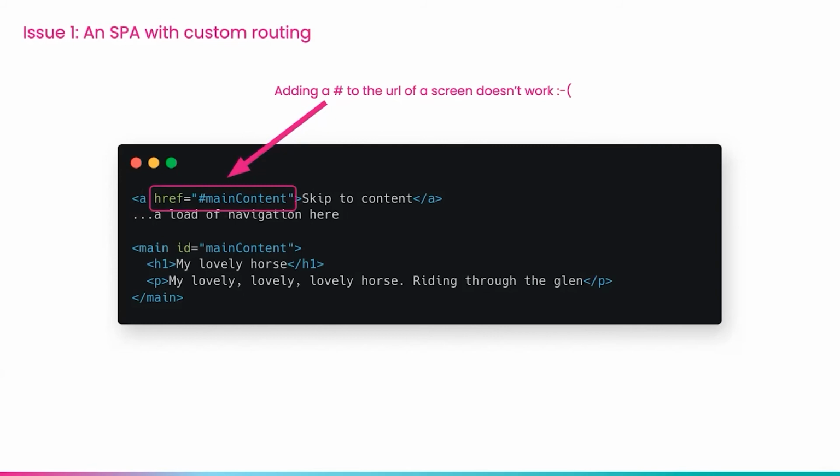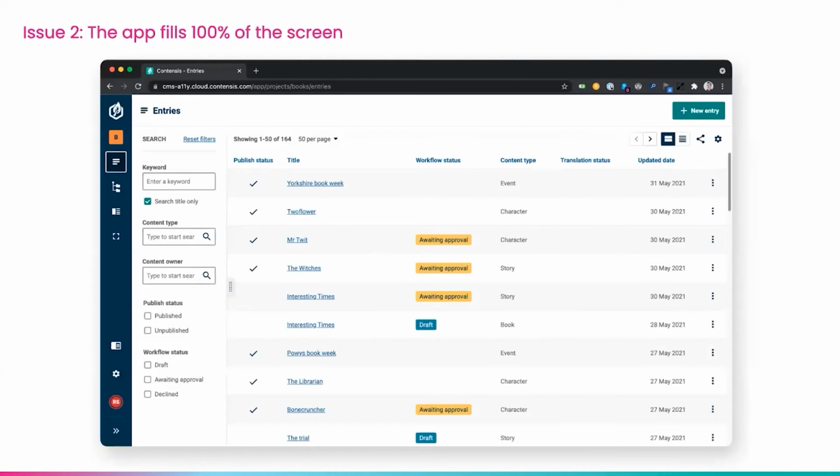Even if it did work, we've still got other problems. Issue number 2 here: nothing actually visibly changes. As a result of our design decisions that always have Contensis fill 100% of the browser, if you do jump past that navigation, the main content's always in view. The navigation's always in view as well. You can't scroll past it. So the page doesn't do anything. There's no visible cue that you've jumped past the navigation.